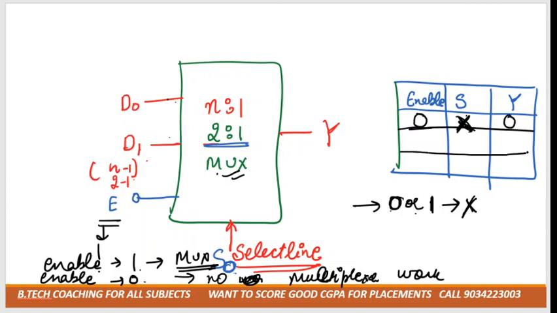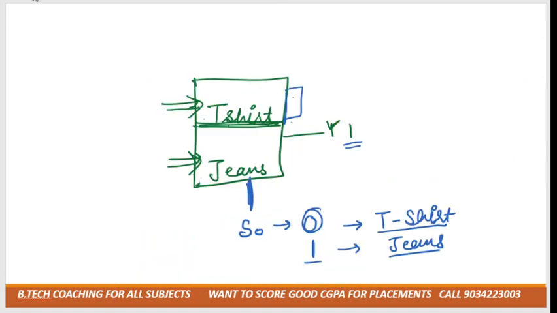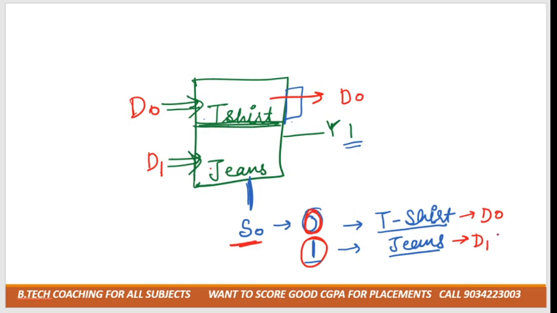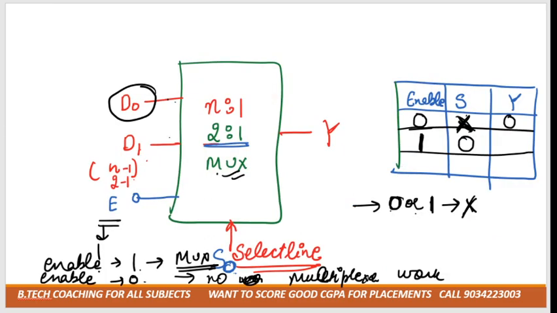Correct? Then in the second case, enable pin is on. If enable pin is on, then we select 0. If we select 0, then the first input will be selected. I gave you one example: this is D0 and this is D1. If I select 0, then the t-shirt will come, meaning D0 will be the output. If I select 1 from this select line, then jeans, meaning D1, will be the output. So if the enable pin is 1 and I select 0, whatever the first input we have, that will be the output, that is D0.